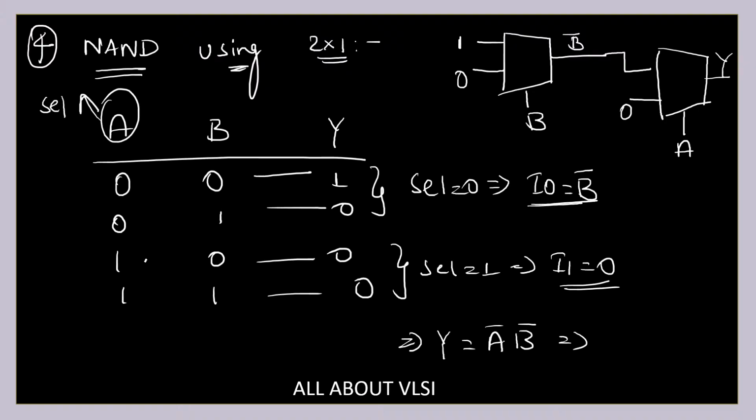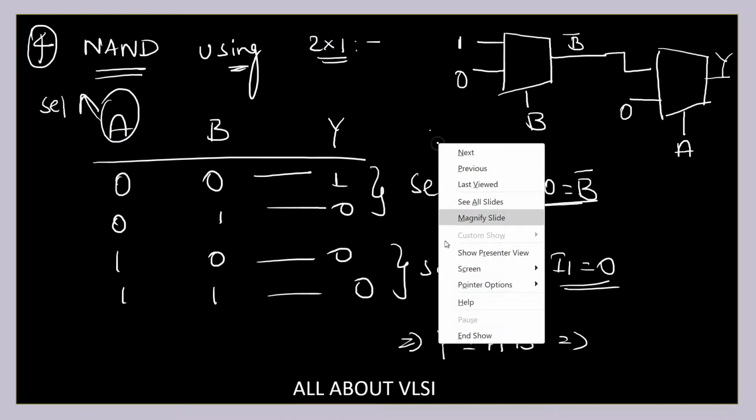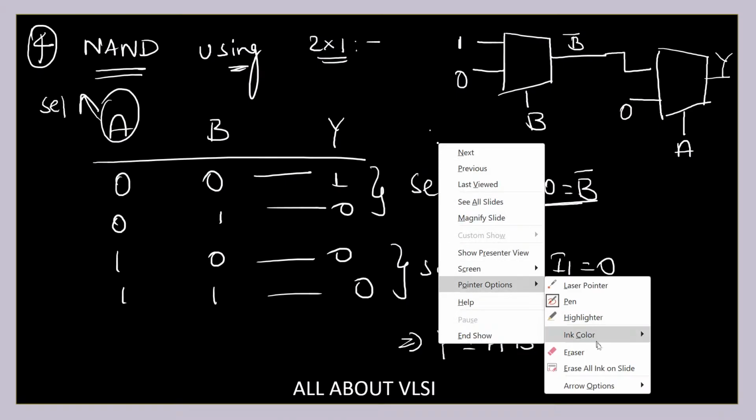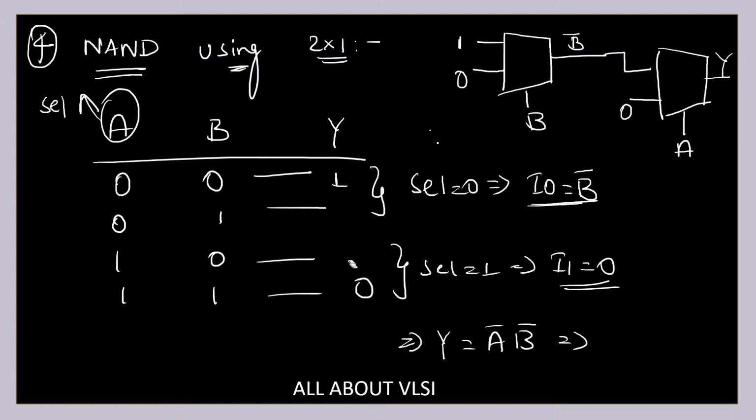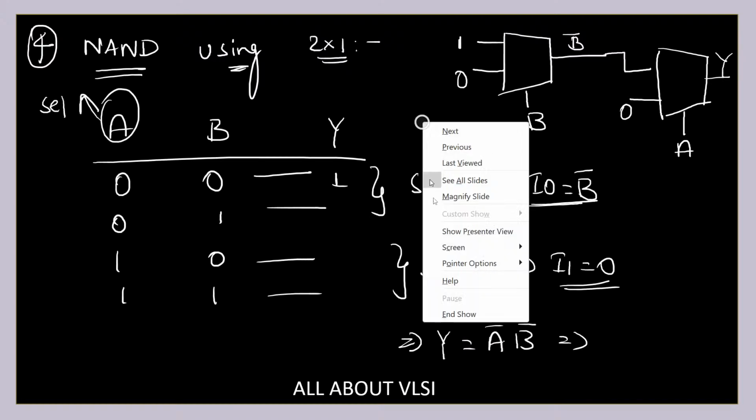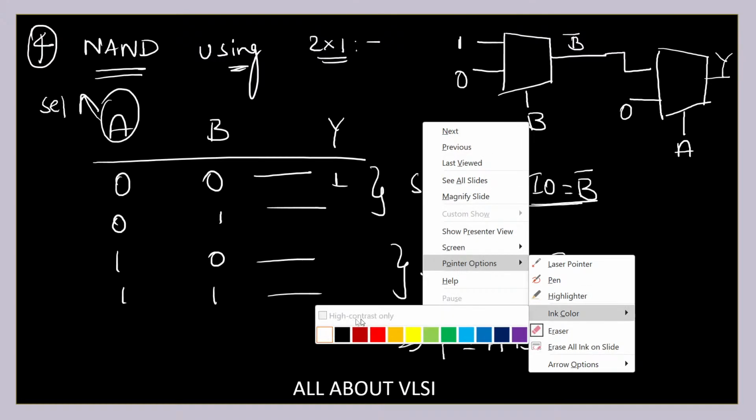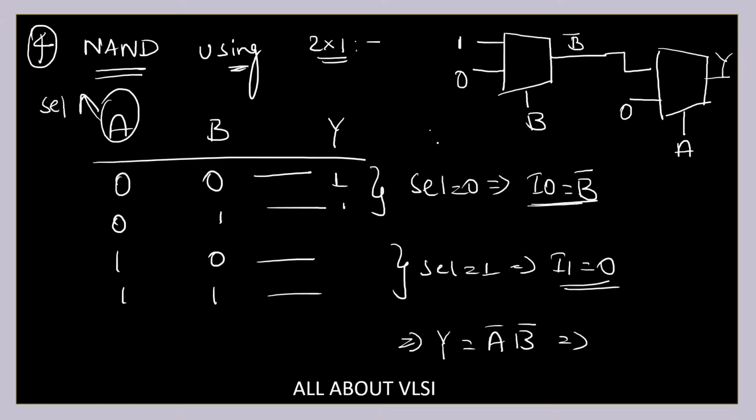Where have we made any mistake over here? Sorry, I have written the truth table itself wrong. Let me erase it. Yeah, the truth table is wrong. I've written the NOR gate truth table, not the NAND gate. So over here I'm going to get 1, 1 and 0.